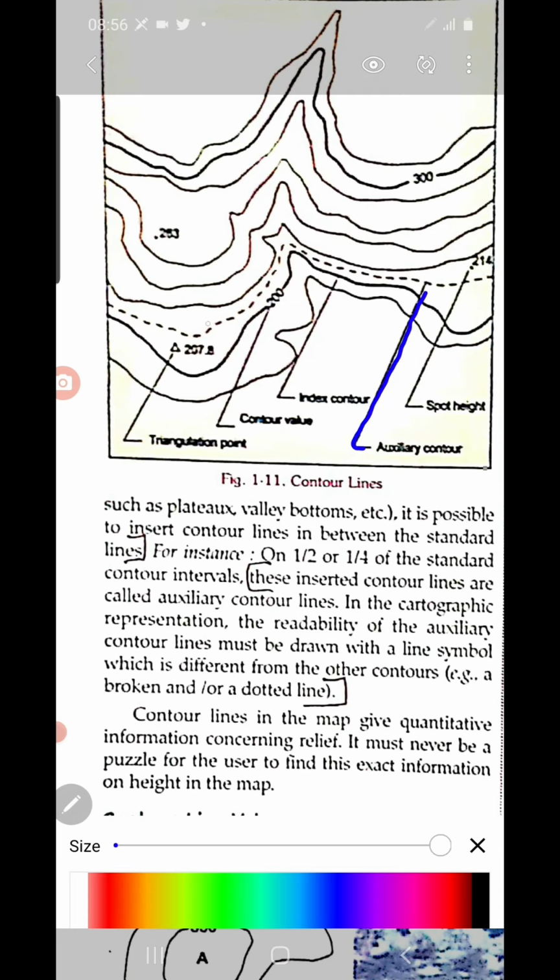The contours which are inserted in between the contours, you see, these are drawn in broken lines. These special contours which are inserted between the contour lines are shown as broken contours. This helps a person make map reading easier. If that person is studying a relief feature, this contour will help him. So that is what auxiliary contours are.